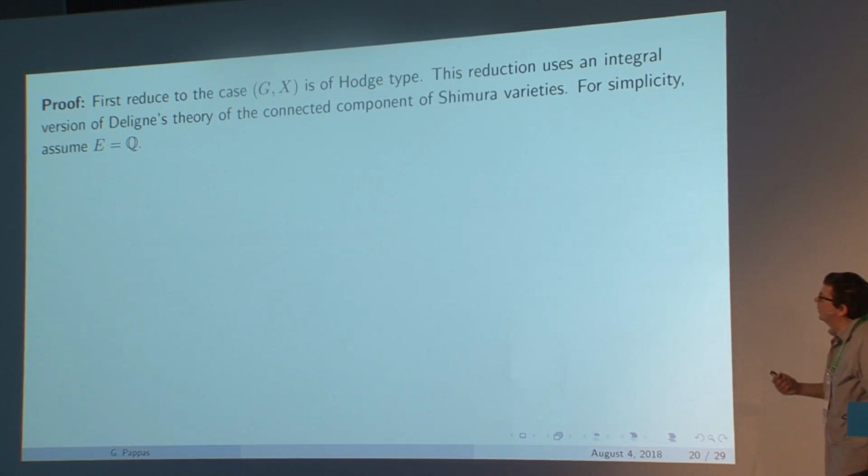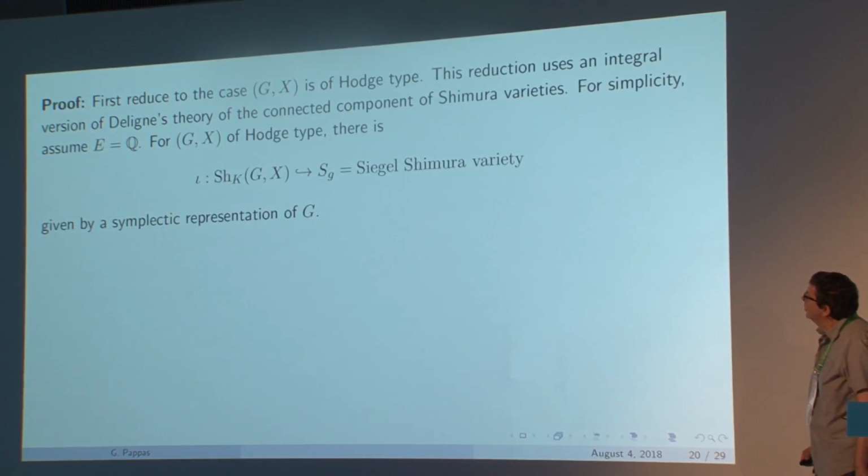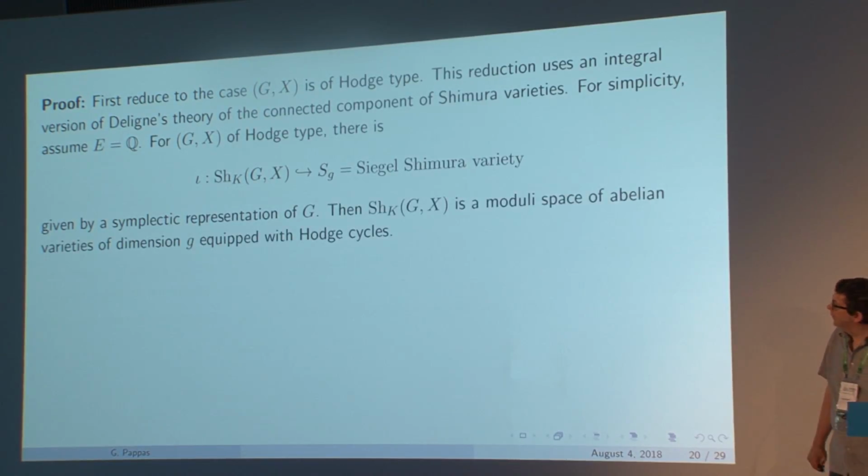And so for simplicity, I assume the reflex field is Q. So now I'm at Hodge type, and so there's an embedding, by definition, in the Siegel-Shimura variety. This is given by picking a symplectic representation of the group. Remember, the Shimura variety of Hodge type is a moduli space of abelian varieties with Hodge cycles, and this interpretation is what gives you the embedding.